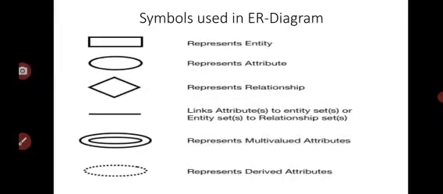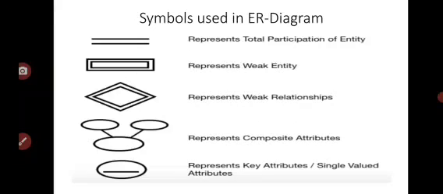Represents multi-valued attributes. So a double oval shaped symbol is used for multi-valued attributes. And dotted or dashed attributes are used for derived attributes.